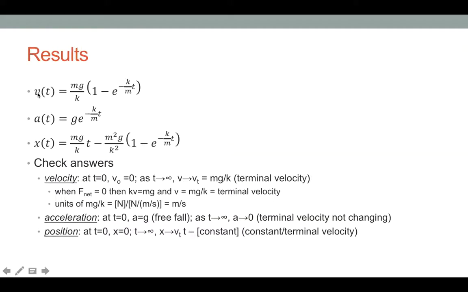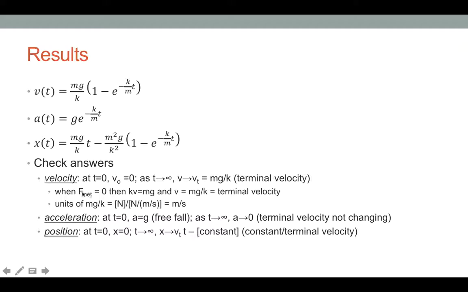So here we have our velocity as a function of time is this expression. Our acceleration as a function of time is that. And our position is this right here. Now we need to check our answers to ask, okay, when t equals 0, what is my velocity? Well, I plug 0 into here, I get 1 minus 1, that's 0. So my initial velocity should be 0, and it is. I let t go to infinity, and this term right here will become vanishingly small, and my velocity will approach mg over k, which is my terminal velocity.